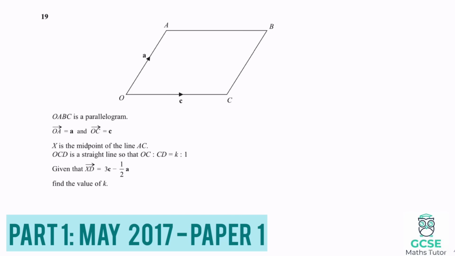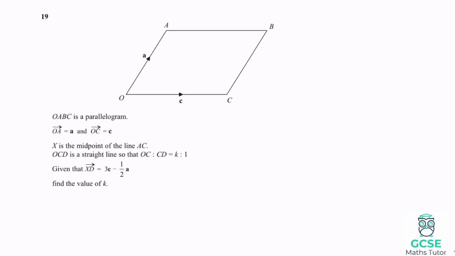Alright, this is one of our vector questions here. So it says, given that O to C, C to D is k to 1. So O to C, C to D, so the line is extended. There we go, to D. And it's in the ratio k to 1.